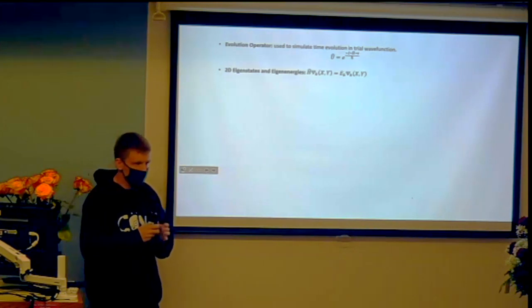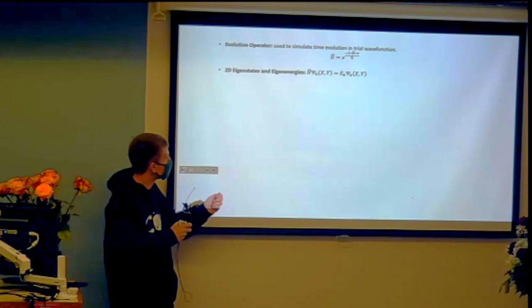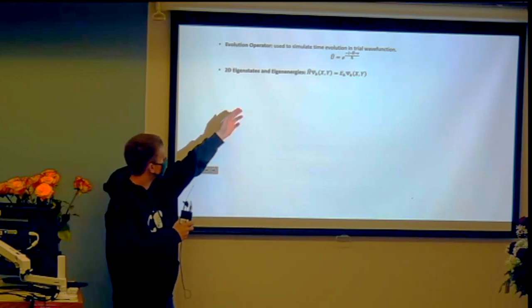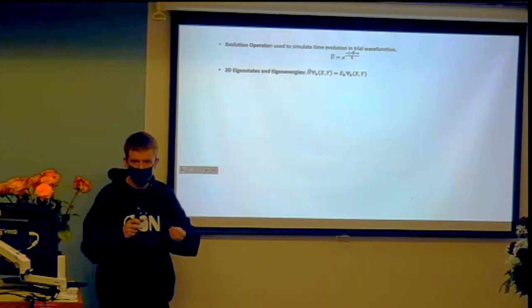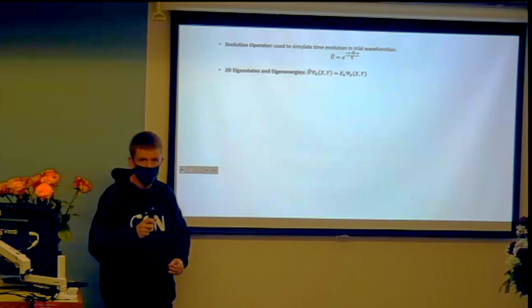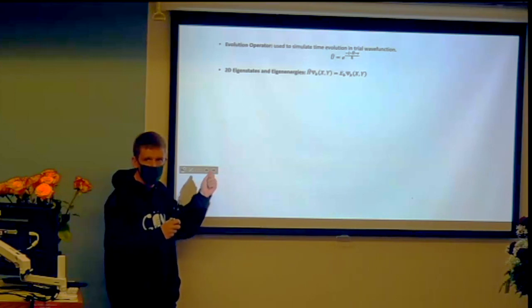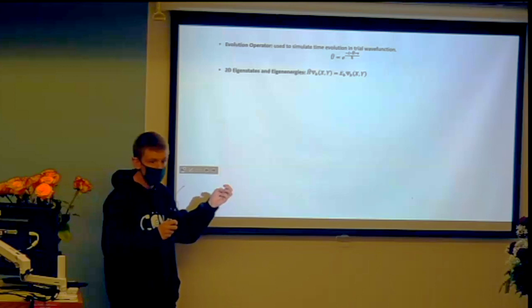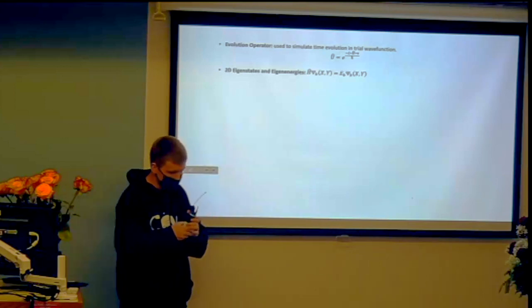We can then use this Hamiltonian to give our time-dependent Schrodinger equation with the evolution operator to model how it propagates along space over time. And then we can also use this Hamiltonian as a general solution to our time-independent Schrodinger equation to model our two-dimensional eigenstates and eigenenergies.